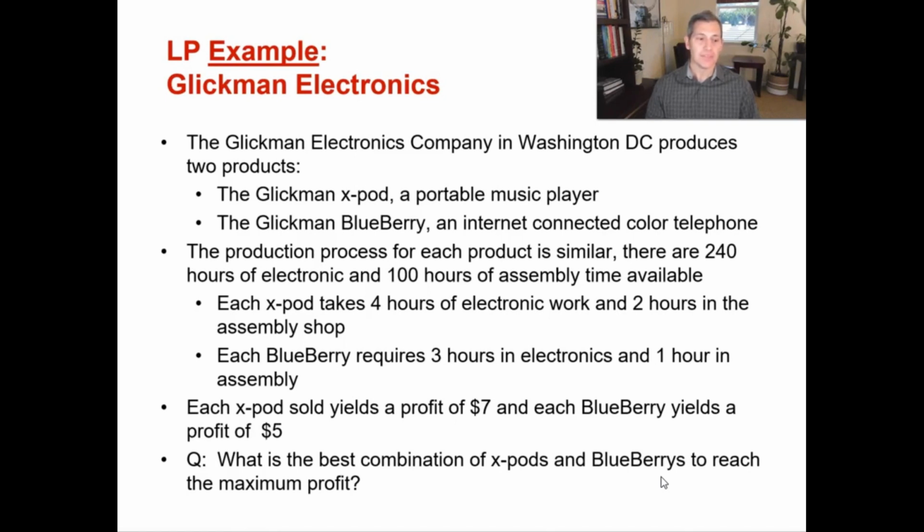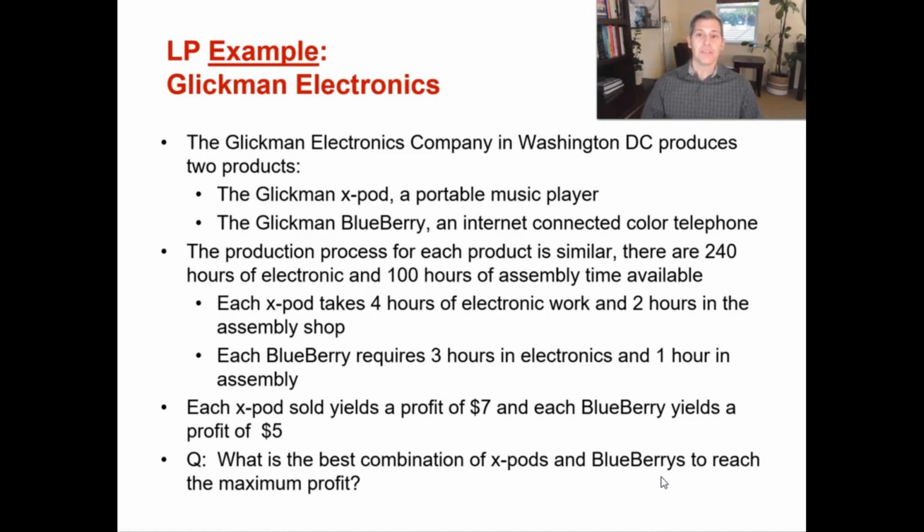Each XPod sold yields a profit of $7, and every Blueberry yields a profit of $5. What is the best combination of XPods and blueberries to reach the maximum profit? So this is a very real-life example, even though Glickman Electronics is made up and these products are made up. They've got two products. They've got a facility that shares resources between the electronic work and the assembly work. Those products take different amounts of time to build, and those products make a different profit.